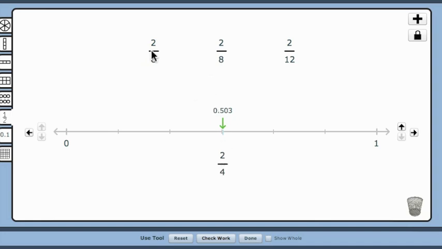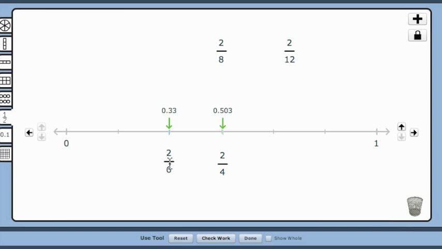Consider 2/6. Remember, the tick marks are sixths. The fraction 2/6 is close to 3/6 or 1/2. So drag 2/6 to the 3/6 and back 1 tick to 2/6.